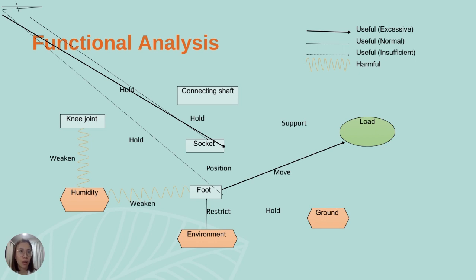Next is the connecting shaft. The connecting shaft is used to connect the socket to the knee joint and the foot, transferring forces and providing structural support. And the knee joint is responsible for flexion and extension, allowing the prosthetic leg to adapt to changes in terrain and provide a natural walking pattern.